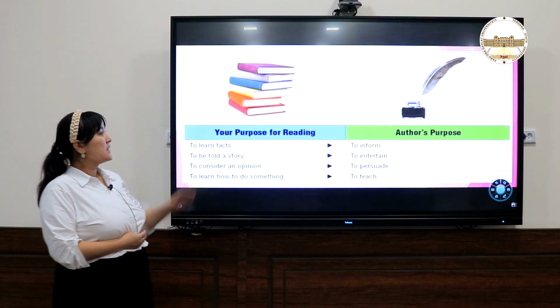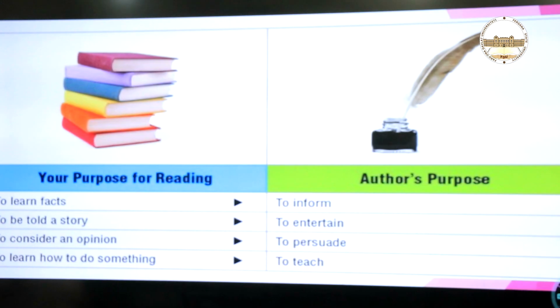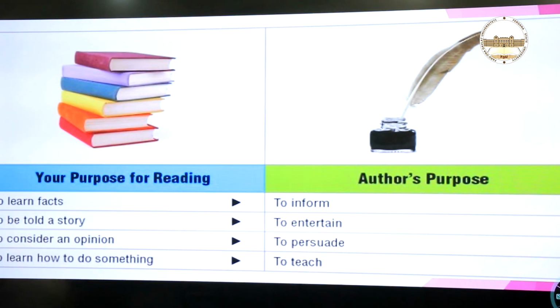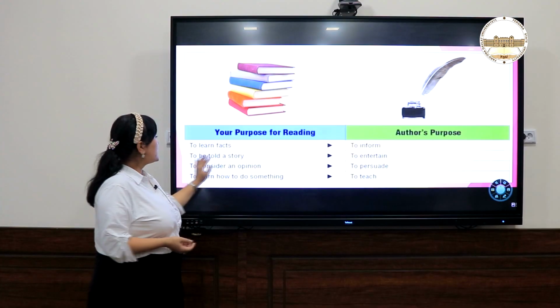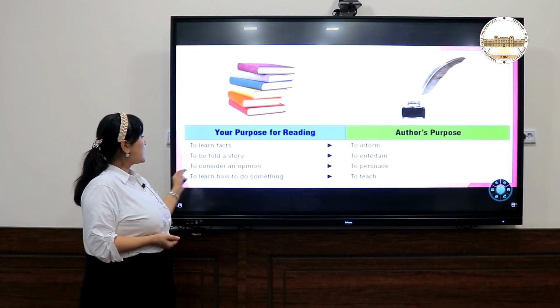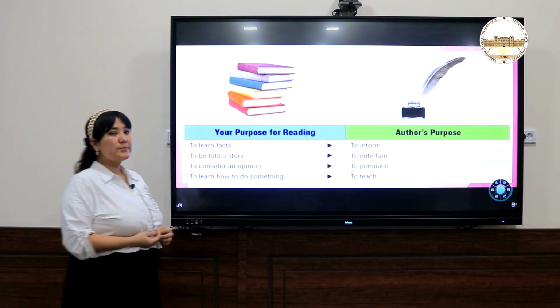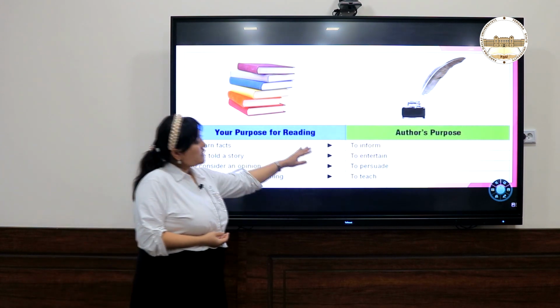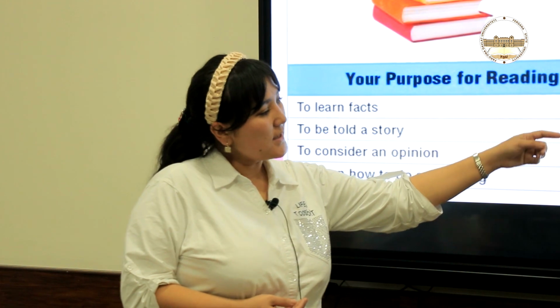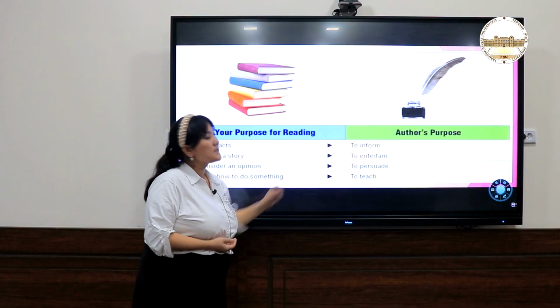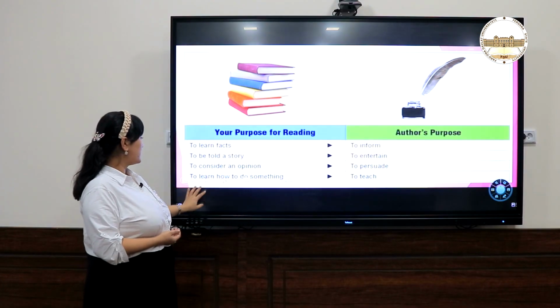Here we can see the purpose of author and purpose of reader. Purpose of reader can be to learn facts, to be told a story, to consider an opinion, to learn how to do something. And author's purpose can be to inform the text, to entertain or to persuade, and to teach the data also.